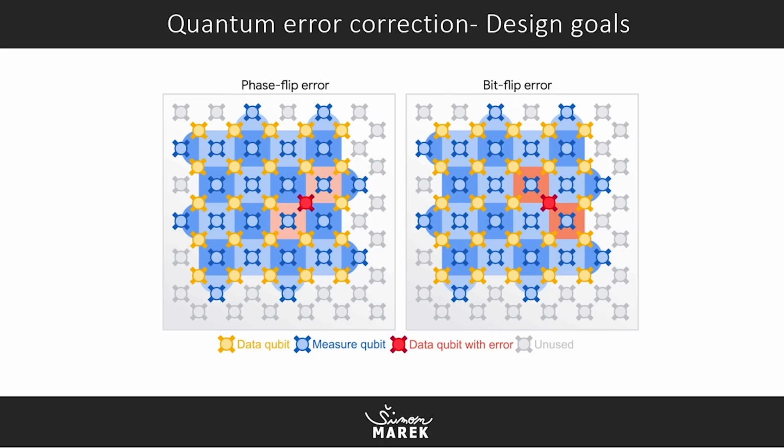Quantum error correction. This is the next goal, to have a fully error corrected quantum computer. This is basically a technique that protects from unwanted behavior like phase flip error or bit flip error. So we don't want any errors in our quantum computer.